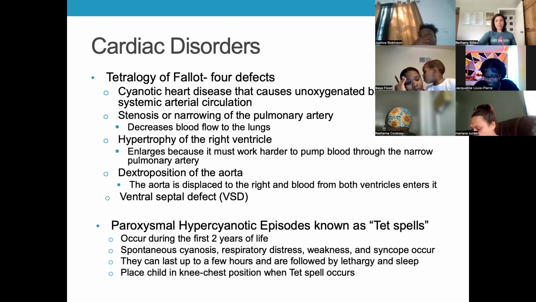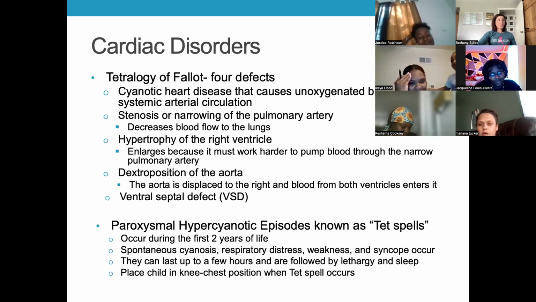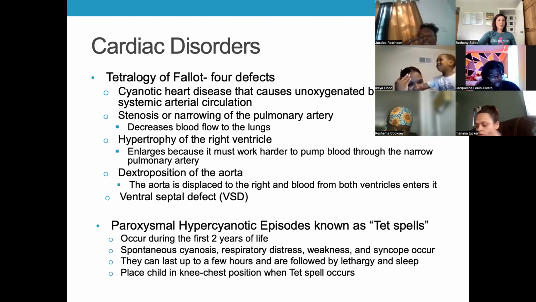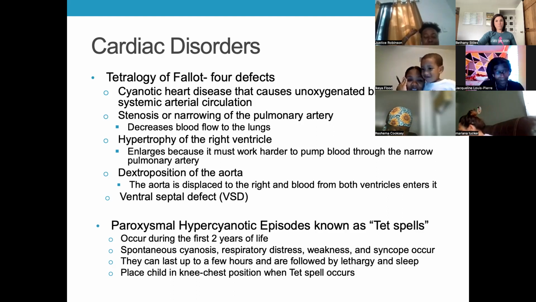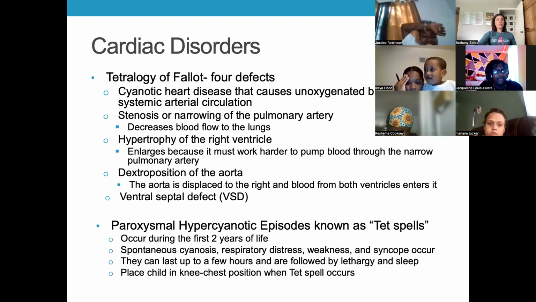Also hypertrophy of the right ventricle. So it enlarges the right ventricle because it's forcing it to work harder to pump the blood through the narrow pulmonary artery. And then we have dextroposition of the aorta, where the aorta is going to be displaced to the right, and the blood from both ventricles is going to enter, as opposed to just the one side. And then we have a VSD, so that defect, that opening between the 2 ventricles.